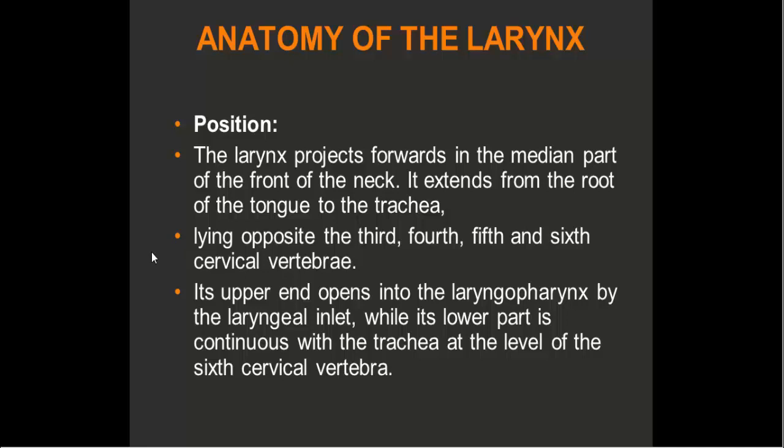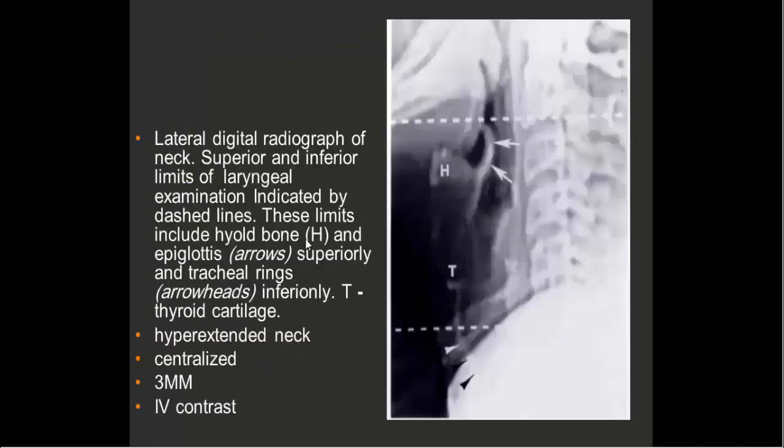Anatomy of the larynx. The larynx projects forwards in the median part of the front of the neck. It extends from the root of the tongue to the trachea, lying opposite the third, fourth, fifth, and sixth cervical vertebrae. Its upper end opens into the laryngopharynx by the laryngeal inlet, while its lower end is continuous with the trachea at the level of the sixth cervical vertebra.